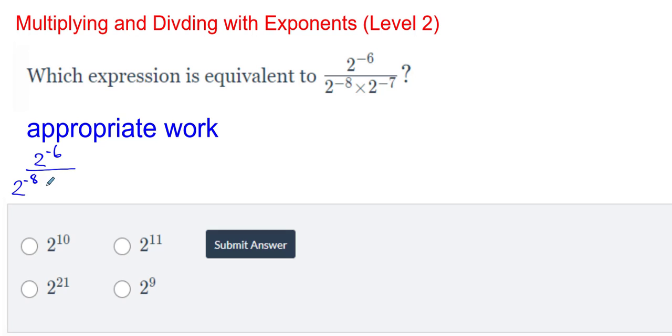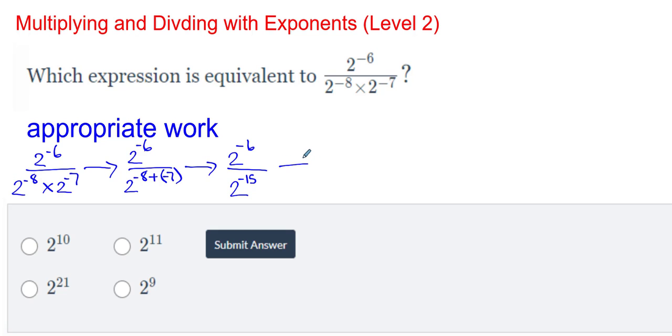2 to the power of negative 8 times 2 to the power of negative 7. So my first step is I'll simplify the denominator, and 2 to the power of negative 8 multiplied by 2 to the power of negative 7, when my bases are the same, I add the exponents. So it's going to be negative 8 add a negative 7. Rewrite the numerator of 2 to the negative 6. Okay, now a negative 8 add a negative 7 is giving me 2 to the power of negative 15. In the numerator, it's 2 to the power of negative 6, so we're still doing fine.